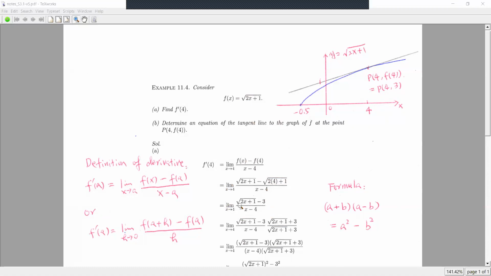To find this limit, direct substitution. Plug in 4 for x. But then we have 0 over 0. We cannot tell what is 0 over 0. So to determine this limit, we need to simplify the function.